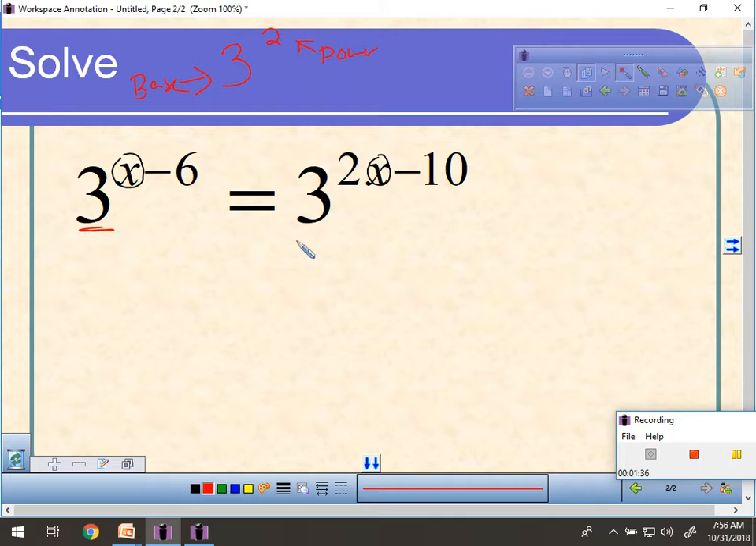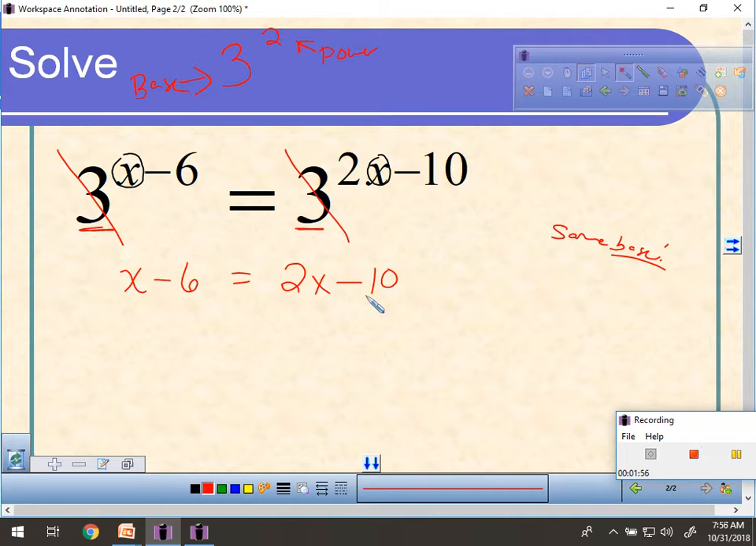What I want you to notice here is that they have the same base. And that's very important, because if they have the same base, then that means that they can actually cross each other out. So because they're the same base, I can cross those out, and that would just bring down x minus 6 equals 2x minus 10. So again, what makes this problem so easy is the fact that they have the same base. And when they have the same base, you can simply cross those bases out, and you're just left with the exponent. So you see x minus 6 equals 2x minus 10.